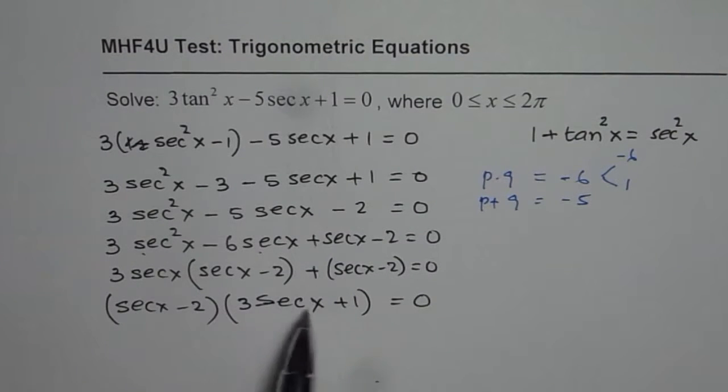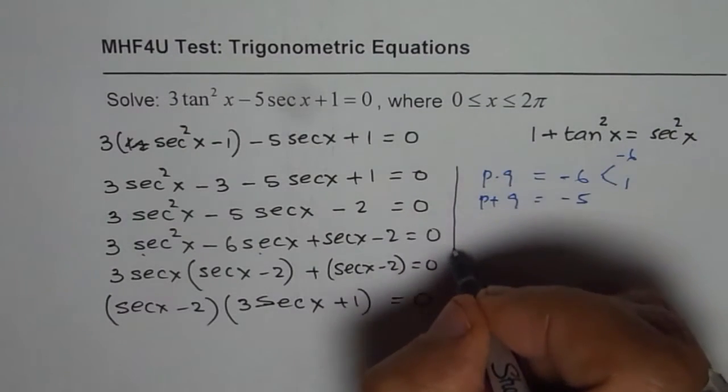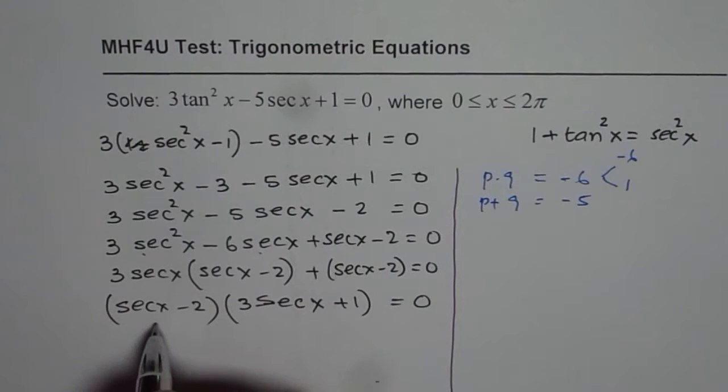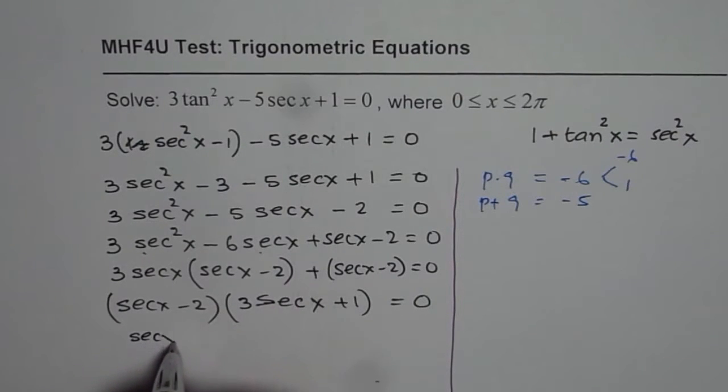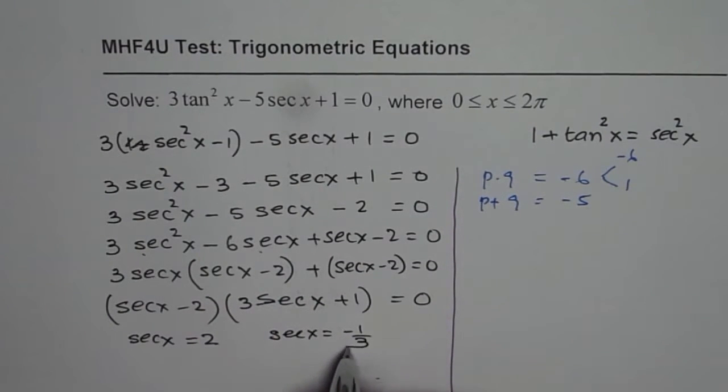Now, in this quadratic equation, we can have two solutions. One is when secant x equals 2. The other one will be when secant x equals minus 1 over 3. So we'll find these solutions and then write down the answers here. So one of the solutions is secant x equals 2. The other one is that secant x equals minus 1 over 3.